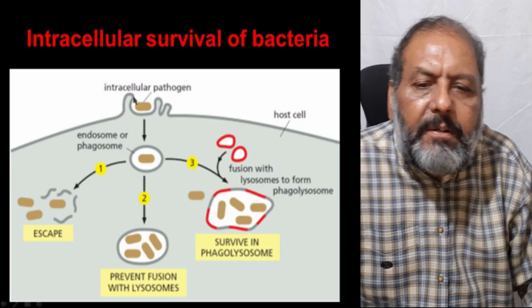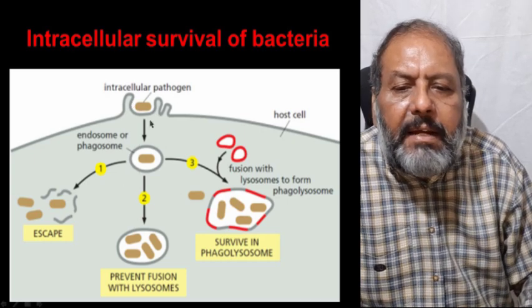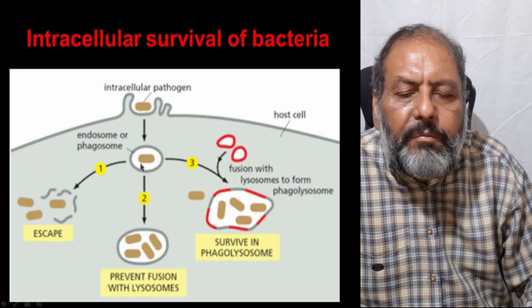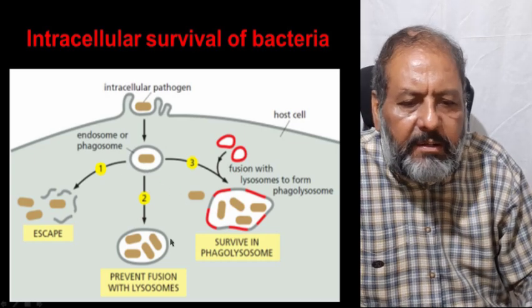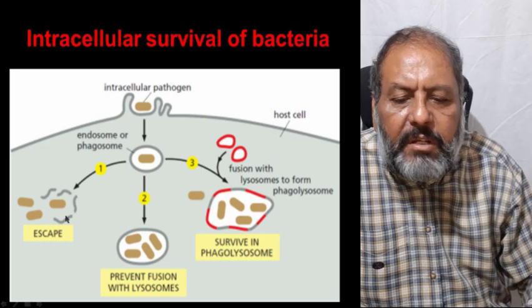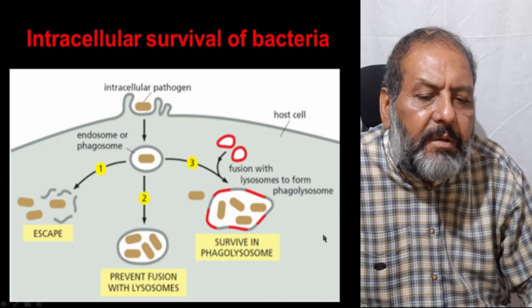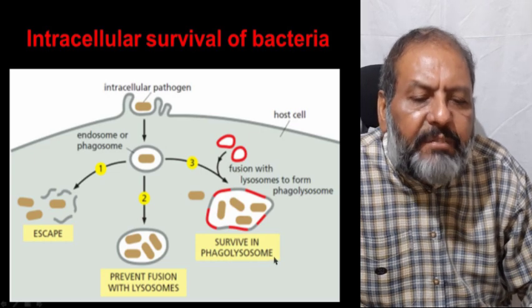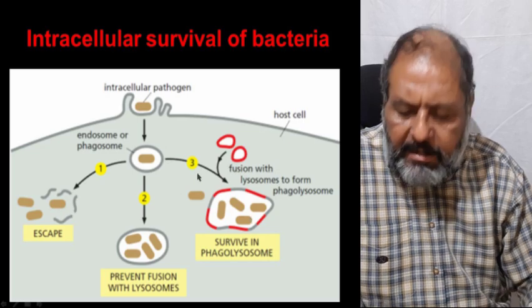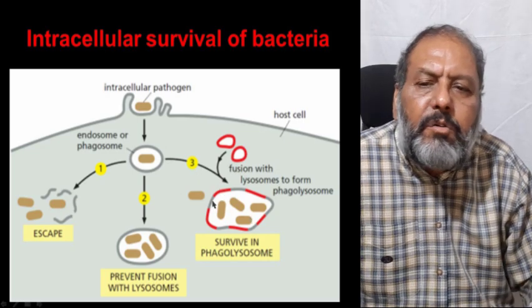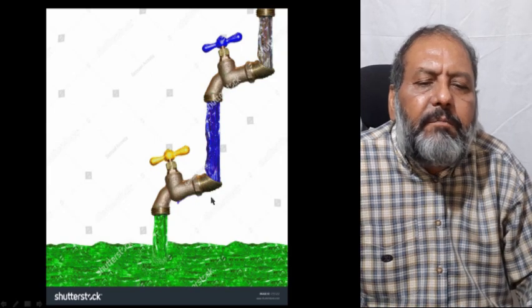Here one can see the intracellular bacterial pathogen, and through the endosome or phagosome it enters into the cytoplasm of the host cell, and here it prevents fusion with the lysosome, or it escapes into the cytoplasm, or it can survive within the phagolysosome comfortably, and is not killed by the routine mechanisms. So this is called intracellular survival of the bacteria.